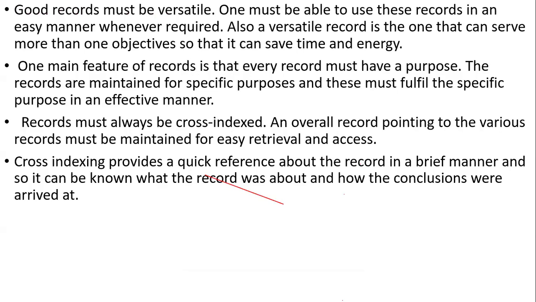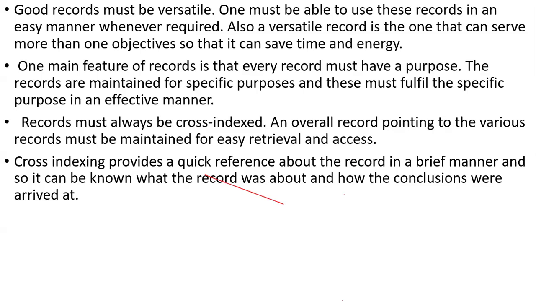Good records must be versatile. One must be able to use these records in an easy manner whenever required. Also, a versatile record is one that can serve more than one objective so that it can save time and energy.